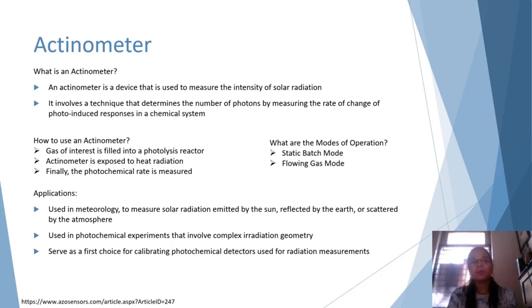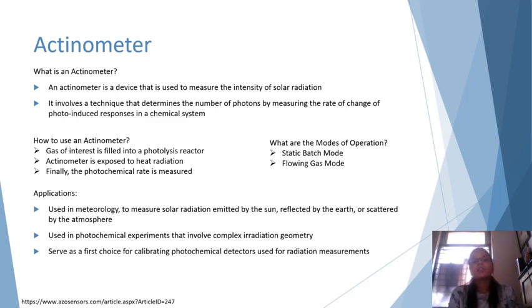A chemical actinometer, as mentioned earlier, is a technique that is dedicated solely to evaluating the photolysis rate coefficients within snow. A normal actinometer works on certain distinctive modes of operation, namely static batch mode and flowing gas mode. In static batch mode, the measurements with respect to changes in gas composition are taken at certain fixed time intervals in which the photolysis reactor is exposed to sunlight.